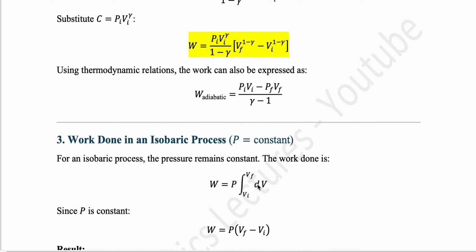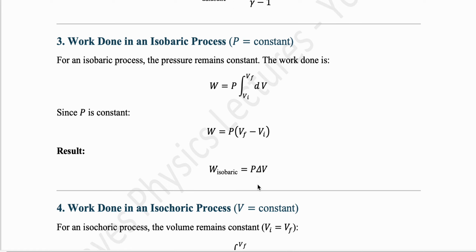So next is work done in an isobaric process. We are doing it in detail because we are going to need it later, but directly we are going to use the result because we know how to derive it. Now isobaric process means pressure is constant and work done is P dV. Pressure is constant, I can take the pressure term outside, and it is simply dV, so it is nothing but V, so it is Vf minus Vi. That means the change in volume, final volume minus initial volume.